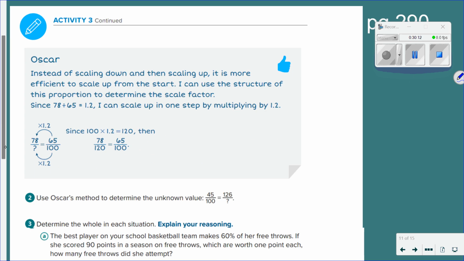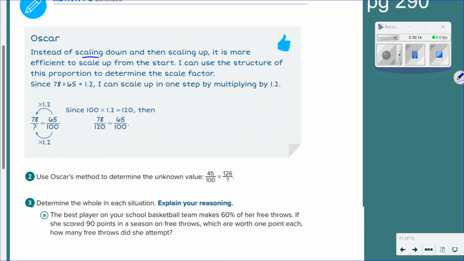Okay? Oscar said instead of scaling down and scaling up, it's more efficient to scale up from the start. So if I use my proportional setup, I know that the 65, this is where he started, so he knows he's going 65 to 78, right? Yes. But he doesn't know what number he used. So instead, what he's going to do, if I don't know what I'm multiplying to go up, I can always use that relationship going back down and divide. So instead, all I'm going to do is I'm going to take 78, and I'm going to divide by 65.